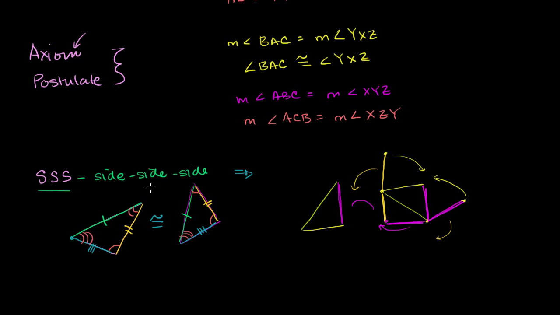So this isn't a proof, and actually we're just going to start assuming that this is an axiom. But hopefully you see that it's a pretty reasonable starting point, that if all of the corresponding sides of two different triangles are equal, then we know that they are congruent. We're just going to assume it is an axiom that we're going to build off of, that they are congruent, and then we also know that all of the corresponding angles are going to be equivalent.